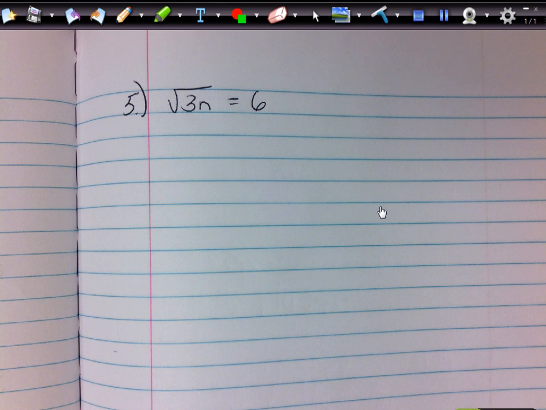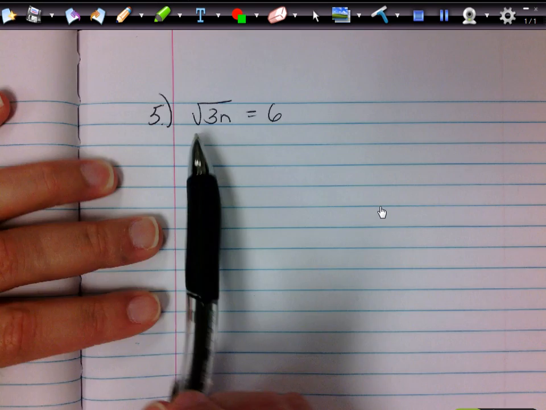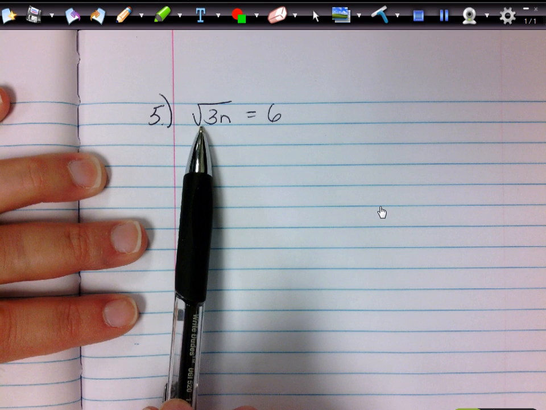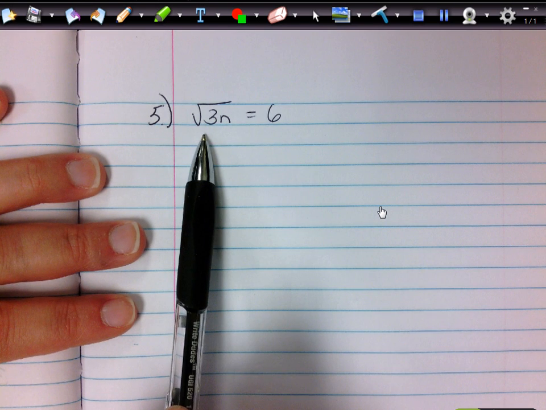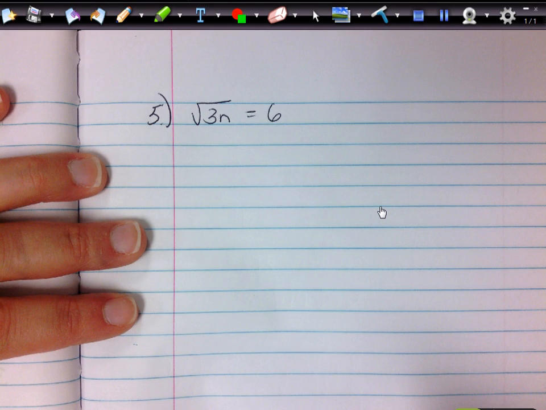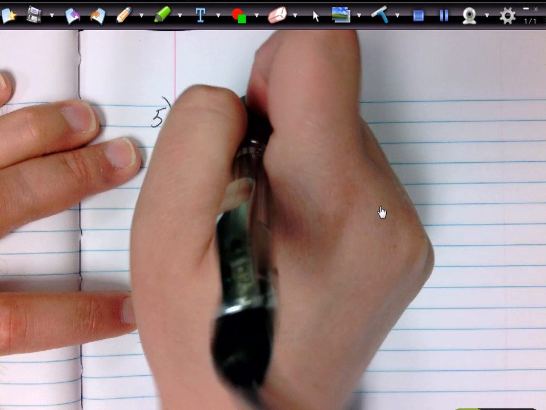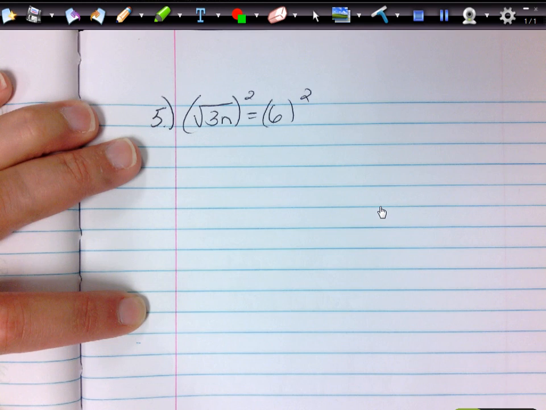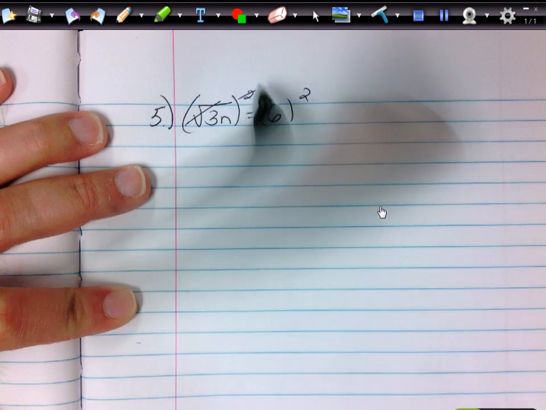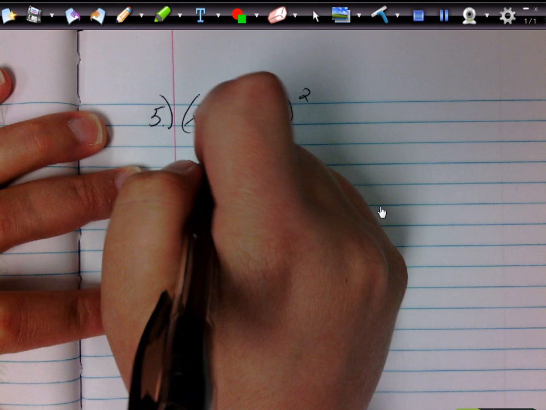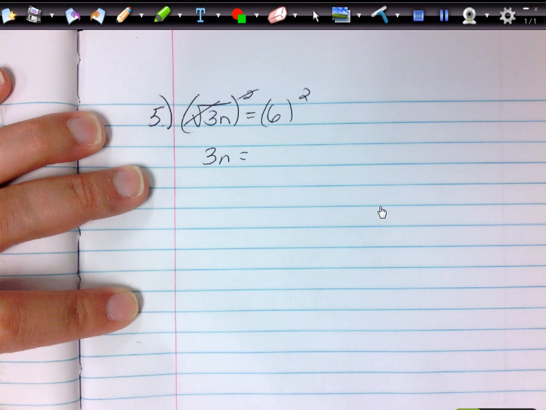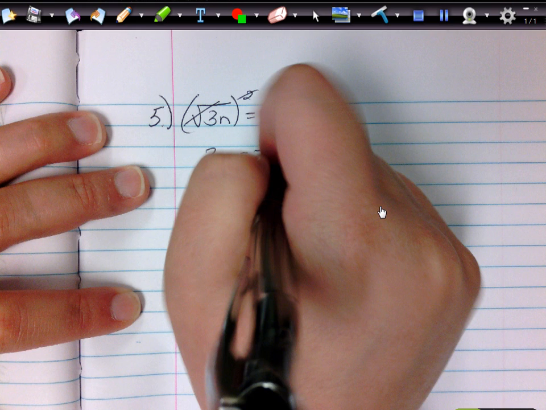So here we just have to remember the fact that squaring and square rooting are opposite operations. So if I want to get rid of a squared, I take the square root of both sides. If I want to get rid of a square root, I take the square of both sides. They're opposite operations. So here I have to make sure that there's nothing on the outside of my square root or my radical sign first, and there's not. Everything's underneath it. So I can go ahead and square both sides, because squaring and square rooting are opposite, so it marks out, and I end up with 3n equals 6 squared is 36.